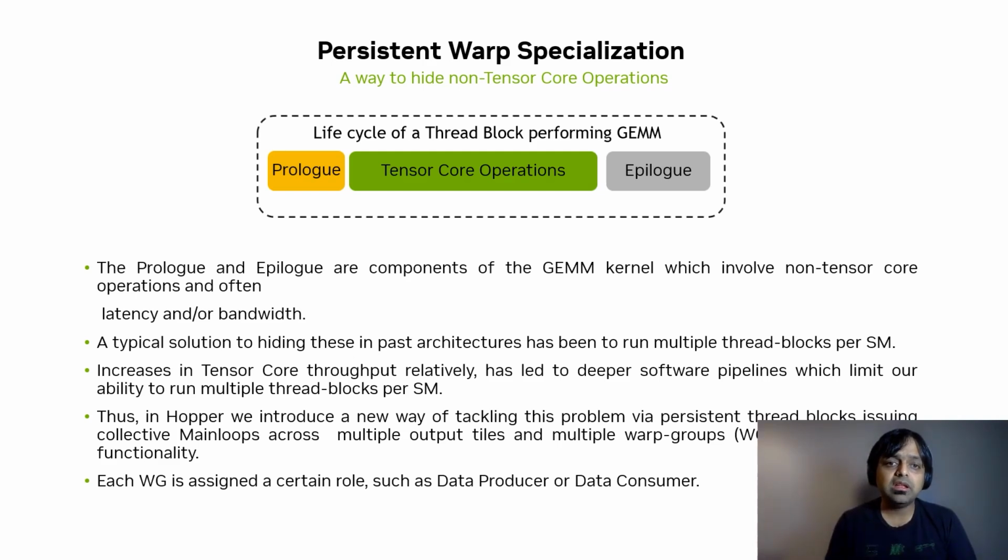As hinted before, these operations remain exposed in Hopper when targeting peak flops, and the remedy here is to use what is known as persistent kernel schedules, where we schedule thread blocks to be responsible for multiple output tiles, not just one, and use multiple consumer warps to hide these exposed inefficiencies to maximize tensor core performance.